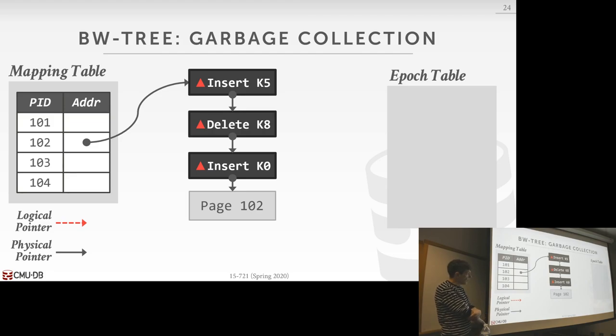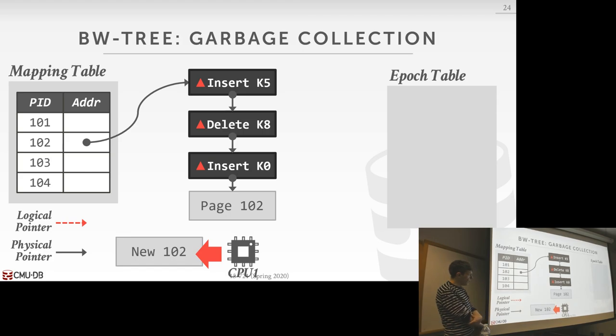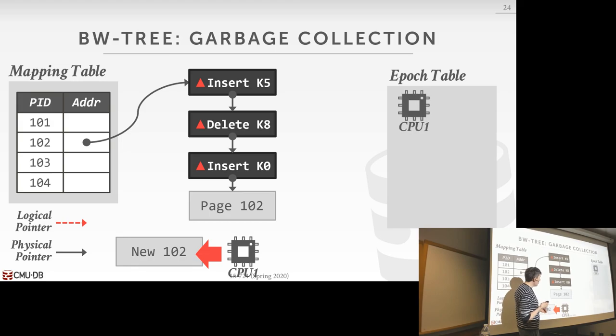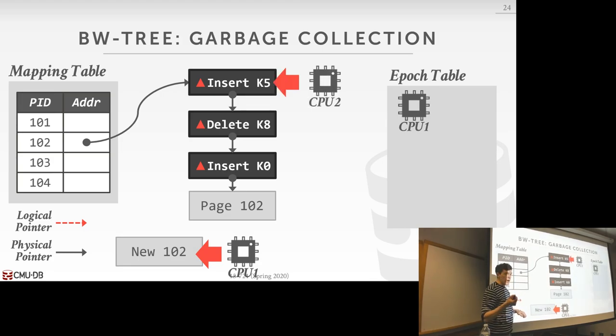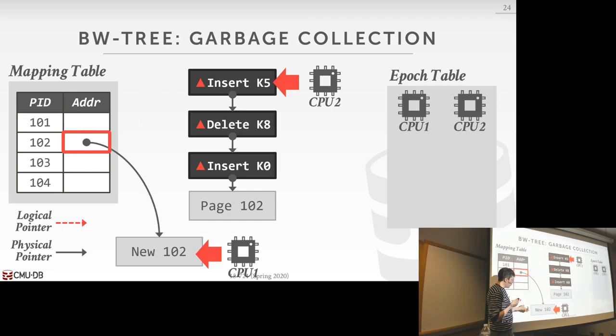So let's look at this example. This is the same one we had before. We're going to do a consolidation on page 102. CPU 1, thread 1 is going to do this consolidation. When it showed up in the very beginning, it registered with this epoch table inside the garbage collector. And there's some other thread, thread 2, that's going to be scanning at the same time, so it registers with the epoch table too. Now we do the compare-and-swap to update 102, and nobody that comes in after this point will ever see the original thing.